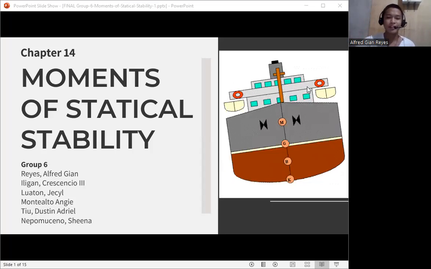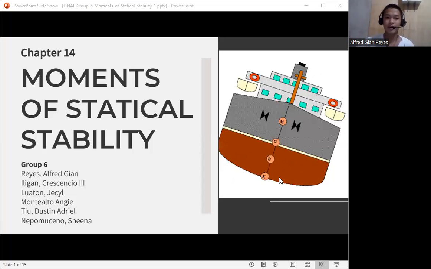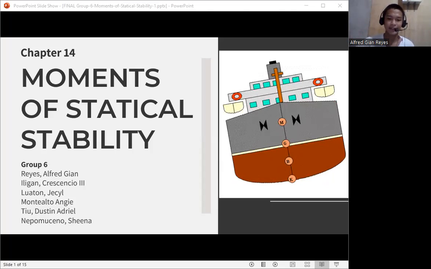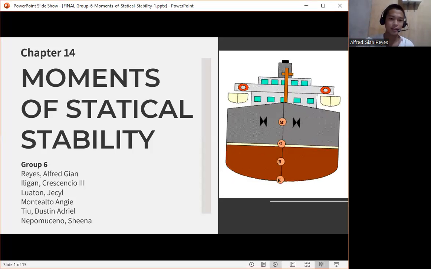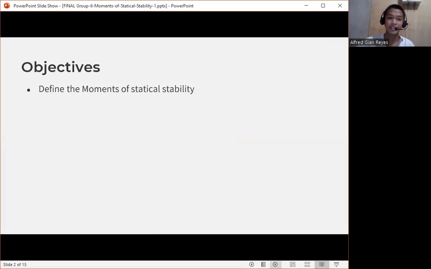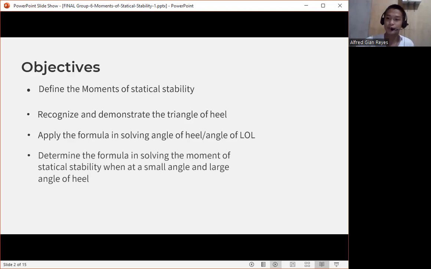Good day, everyone. We are Group 6, and our reporting is about the moments of statical stability. Before we begin, let's first know our learning objectives. Our objectives in this report will be to define the moments of statical stability, recognize and demonstrate the triangle of heel, apply the formula in solving the angle of heel, determine the formula in solving for the small angle and large angle, and lastly, to apply the formula to different problems.